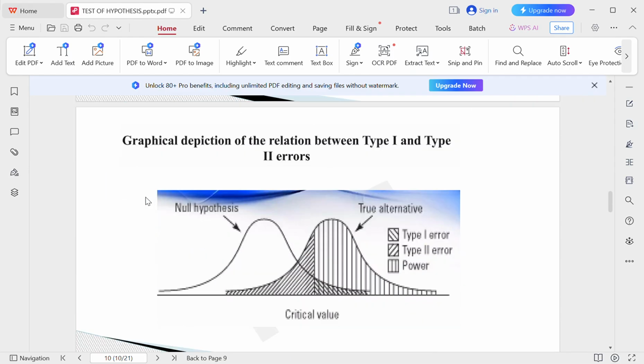Graphical representation of the relation between type 1 and type 2 error. This is the null hypothesis curve. This is the alternative hypothesis curve. The straight line is the power of the test. This is type 2 error. This is type 1 error.